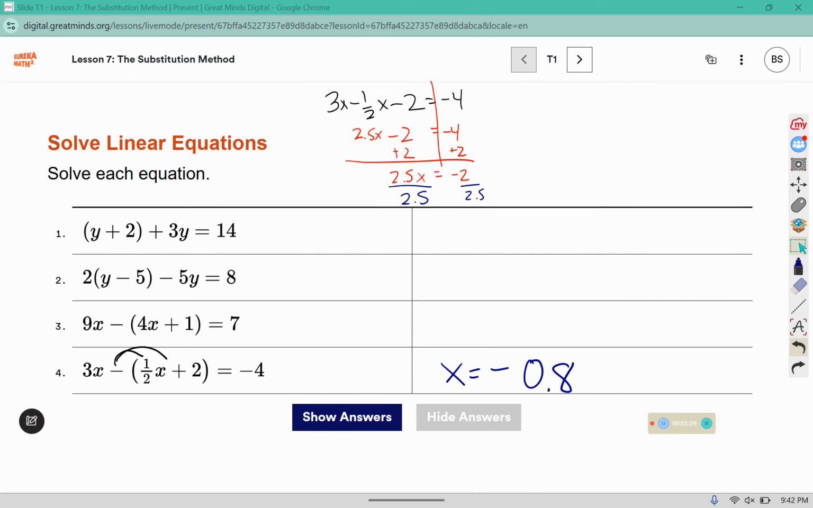Work through the remaining 3 problems to solve them for x or for y, depending on which variable it gives you.